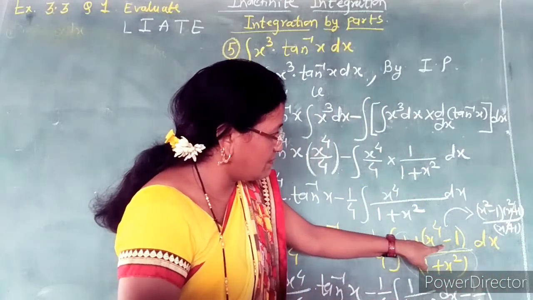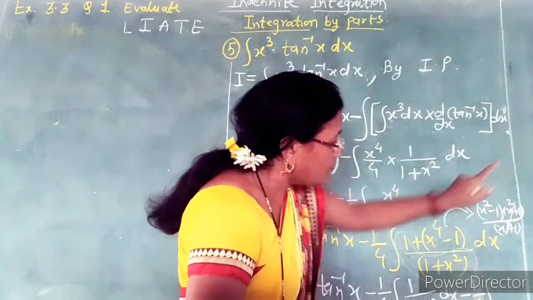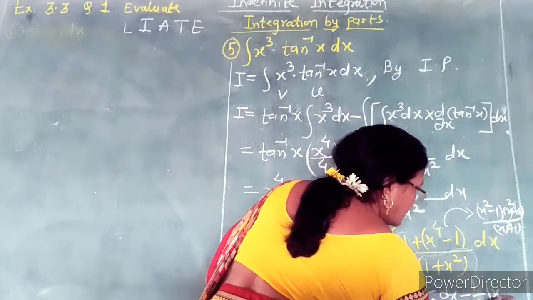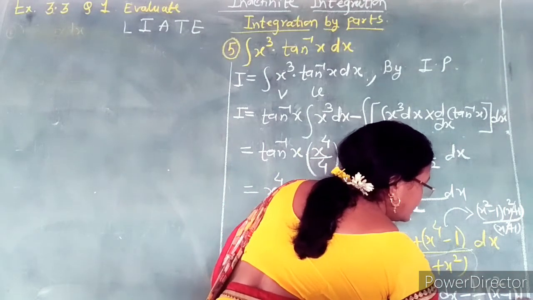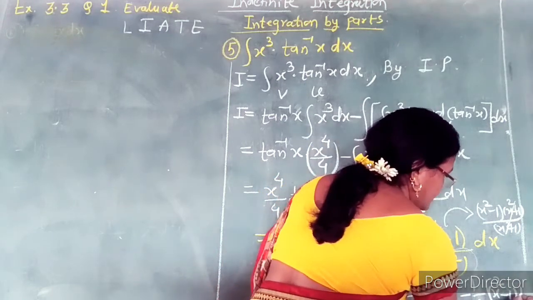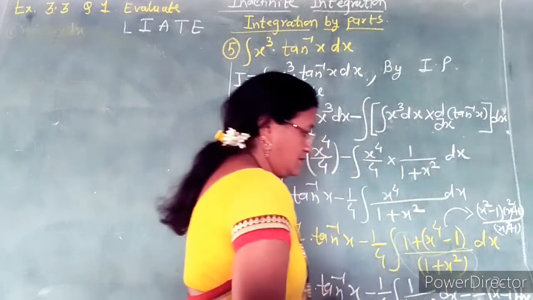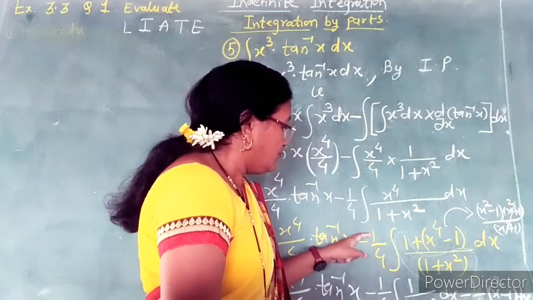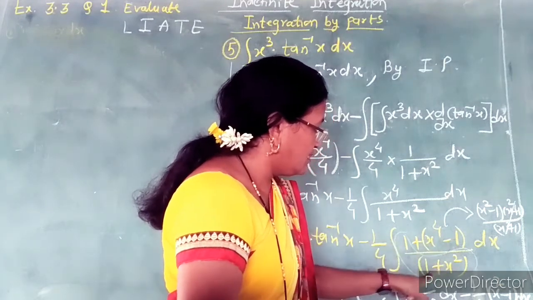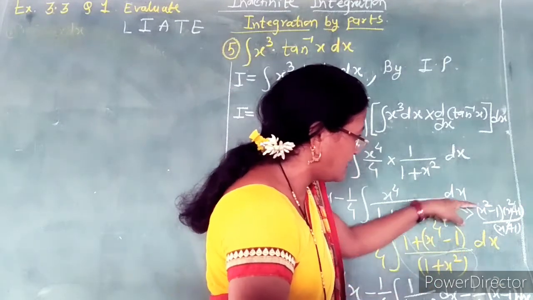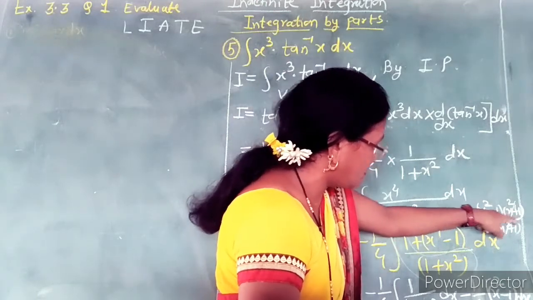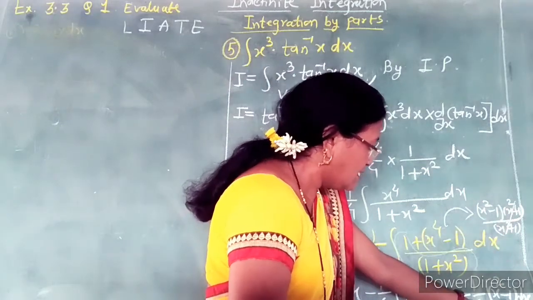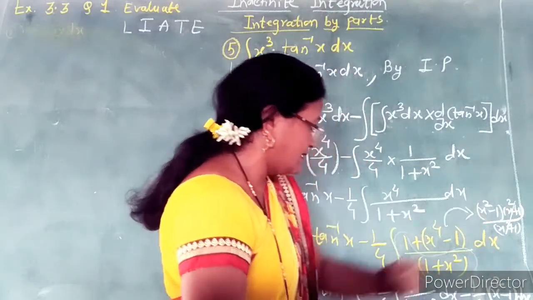x raised to 4 minus 1 can be factorized as x square minus 1, x square plus 1, and then divided by the factor. So the remaining term is only x square minus 1, and this integral is with respect to x. 1 upon 1 plus x square is the first integral. For the second integral, we take 1 by 4 times x raised to 4 minus 1 upon 1 plus x square, but x raised to 4 minus 1 can be factorized as x square minus 1, x square plus 1. 1 plus x square is divided, meaning x square plus 1 is divided. So that factor is cancelled out and you have to find only the integral of x square minus 1.